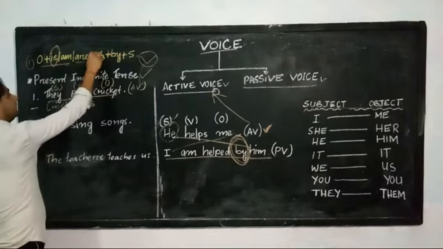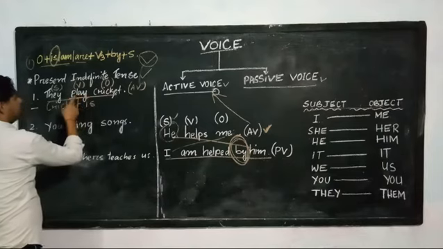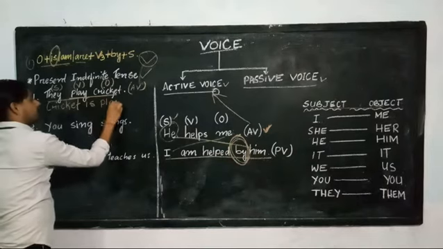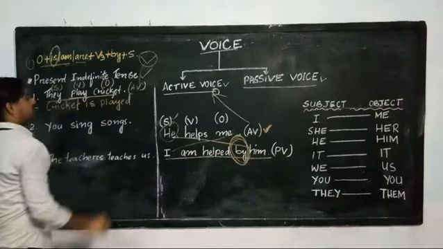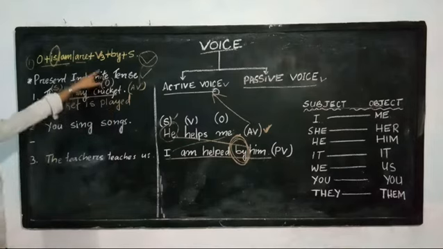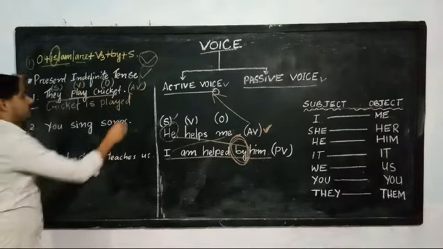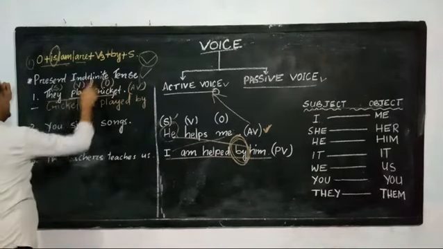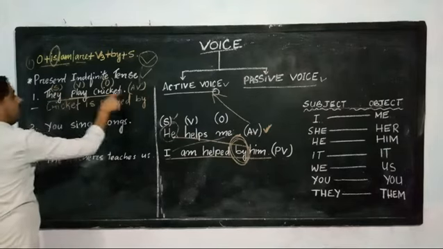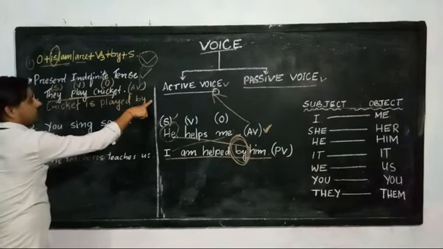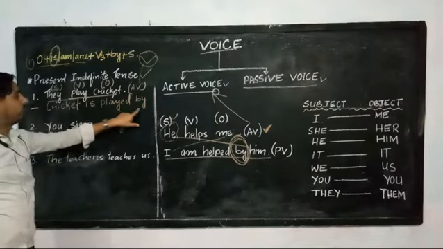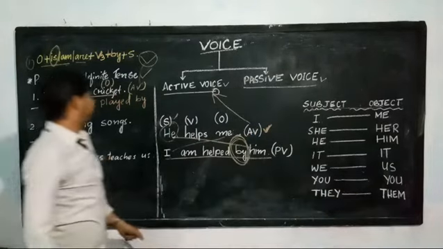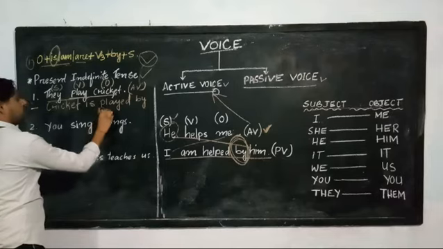So after this, what is there? The third form of the verb. The verb is play. What is the third form of play? Played. Cricket is played. Then what is there after the third form? By. You will simply add by. Then the subject. The subject will come here in the object place in passive voice, and what I told you, they will change to them.